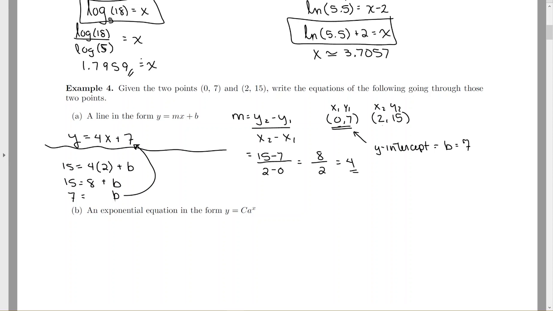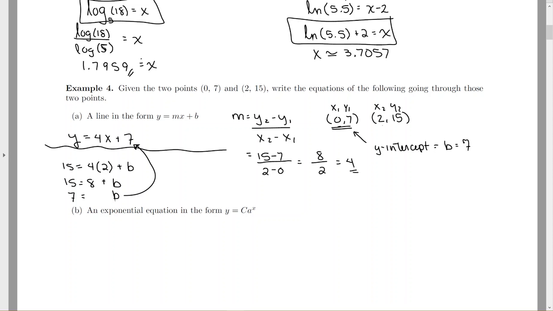So if you didn't recognize that to be the y-intercept, or if you weren't given the y-intercept, you plug in the point, the slope, and solve for b. And then you can write your equation. Right. For letter B, the exponential equation of the form y equals c a to the x.